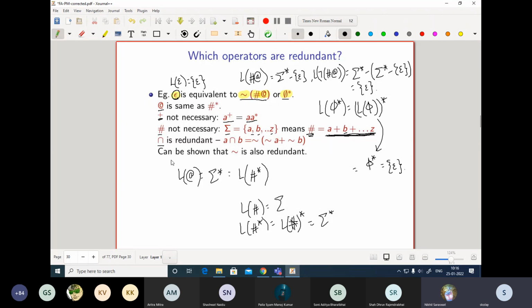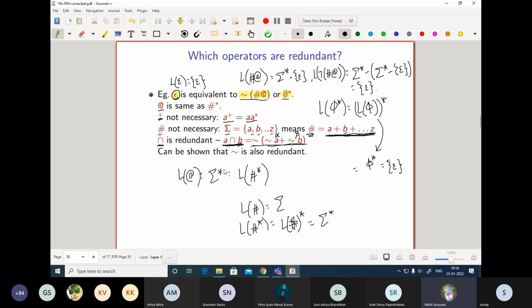What about intersection? That symbol is also replaceable. If I had a sub pattern that read as a intersection b, or maybe alpha intersection beta, this portion can be rewritten as not of a plus not of b, or instead of a and b, we could write not of alpha, not of beta. So this sub pattern can be rewritten like this, and the same language will be maintained. So the symbol intersection is redundant in sigma dagger.